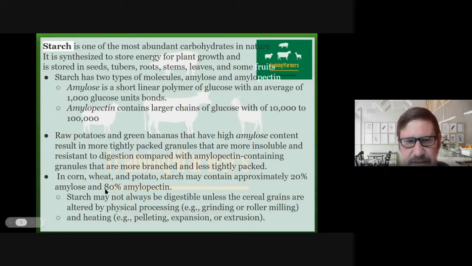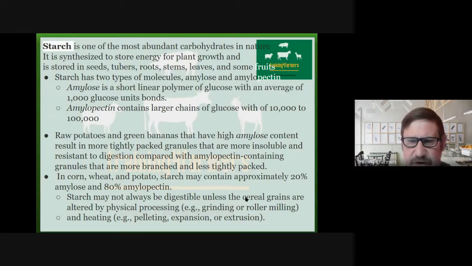And the more of this and the less of that will make it less digestible. When it's got more of these, then it's more digestible and so on. Okay, starch may not always be digestible unless cereal grains are altered physically by processing like grinding and roller milling.